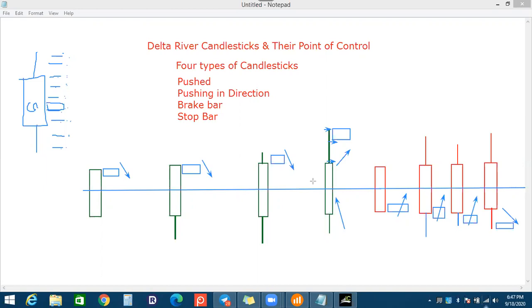So here everything is clear about the candlestick shape and the point of control.